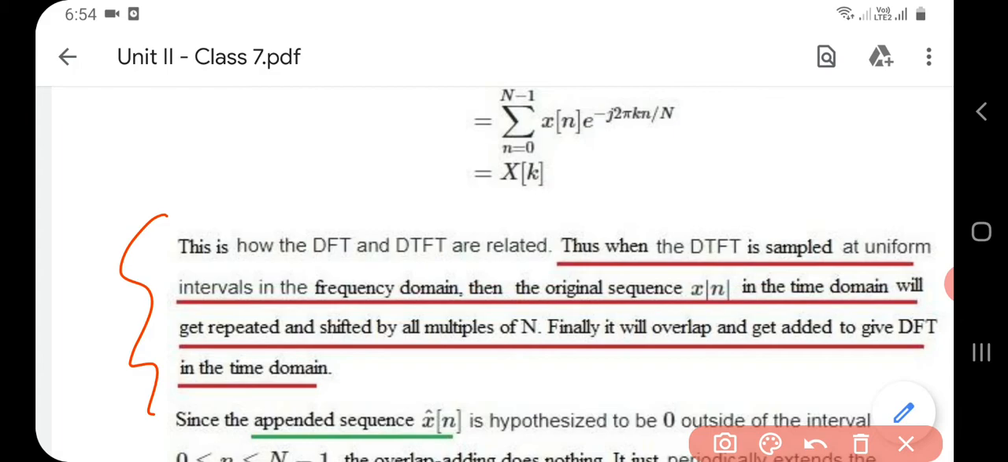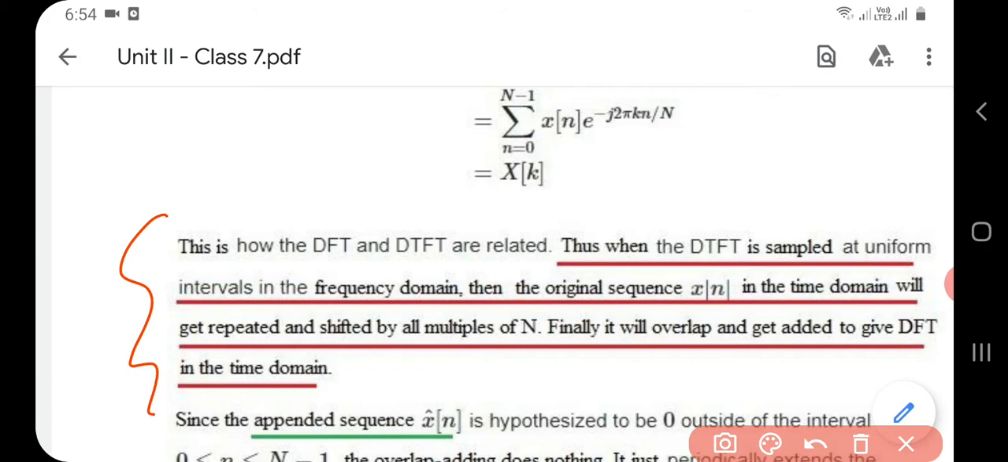paragraph. That is, when the DTFT is sampled at uniform intervals in the frequency domain, then the original sequence x[n] in the time domain will get repeated, and then it will be shifted by all multiples of N. Finally, it will overlap and get added to give you the DFT in the time domain.